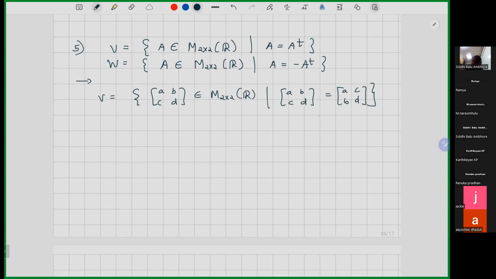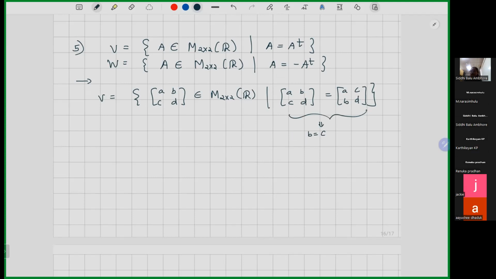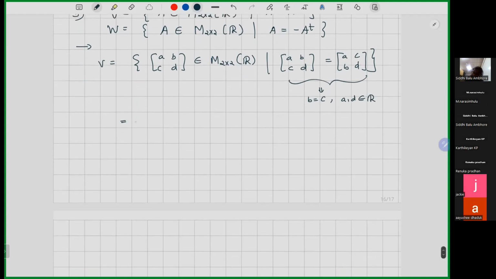And from here, what do we get? So this will imply that A is equal to A, which is fine. But this implies that B is equal to C, and the rest, A and D, are in R, right? So let me write C is equal to B, and A and D are in R. So what I get is this matrix, where C is B, like this in M2R such that A, B, D in R.